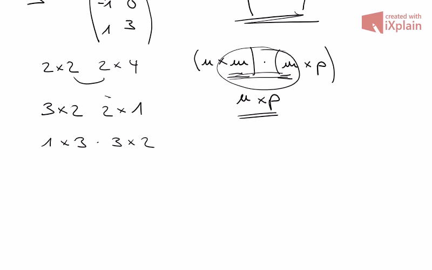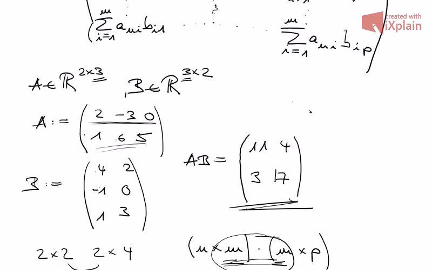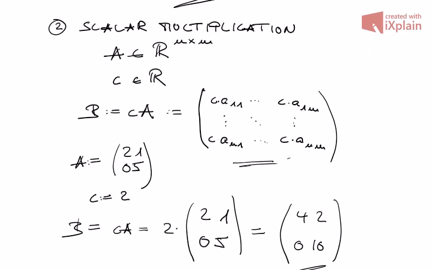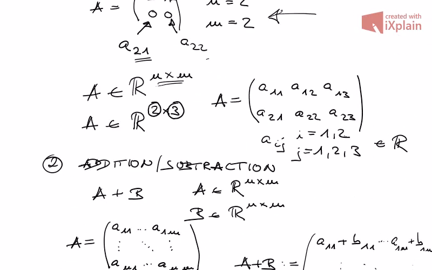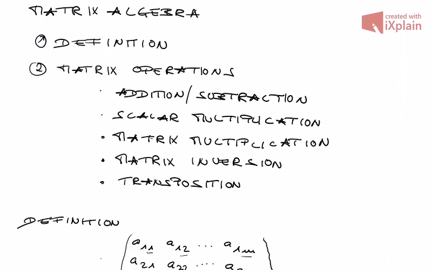Good. I think I want to stop here. So we have talked thus far about the definition. We've talked about addition and subtraction, scalar multiplication, and the most essential thing, matrix multiplication. Please practice that. If you don't practice it, you will be confused for the rest of the term. If you practice it, you will not be confused for the rest of the term.